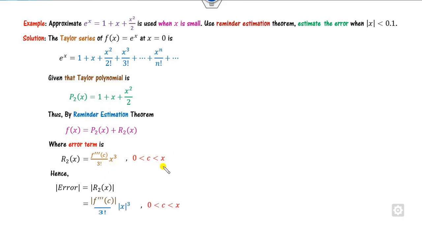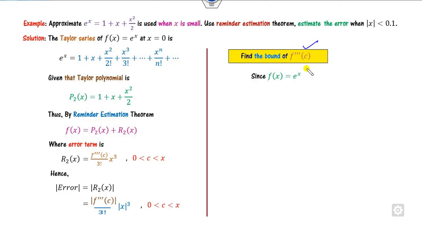So what we can do is first find the error. Error is nothing but the absolute value of this. Now we can find the upper bound of this, so we need the third derivative. What's the first derivative? What's the second derivative? And so on. What is the value of f triple prime at the point c? That is nothing but e raised to the power c, and we need the absolute value.